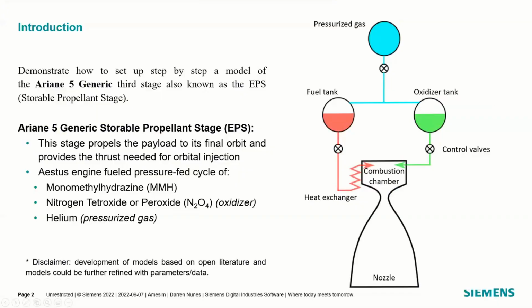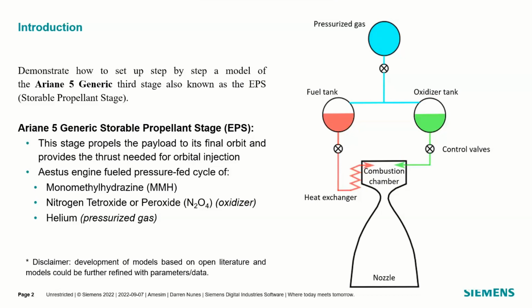So in this full workflow that you'll see today, I did a step-by-step of a model. It's of that Ariane 5 generic third stage, which we call the EPS, or storable propellant stage. This really propels the payload to the final orbit. So it provides the thrust needed for the orbit.